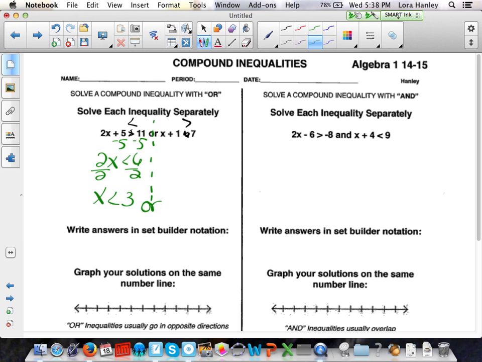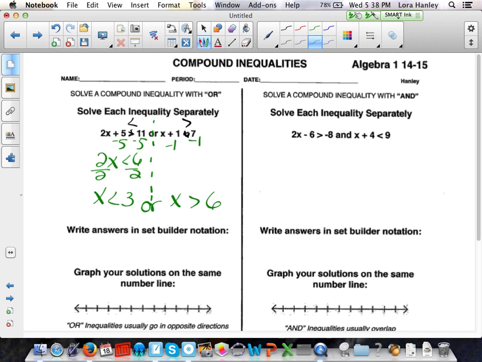Connecting with the word or still. And the reason that I am solving this way and I didn't flip my sign is we didn't have to divide by a negative here, so there's no sign flipping. Everything is okay. On the right-hand side, we have x plus 1 greater than 7. So I'm going to take away 1 from both sides, and we end up with x greater than 6.